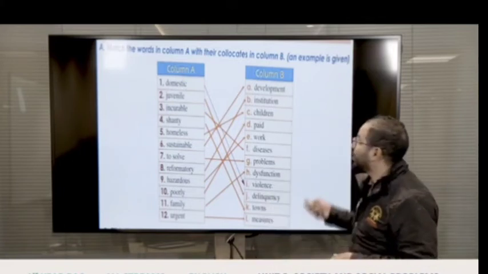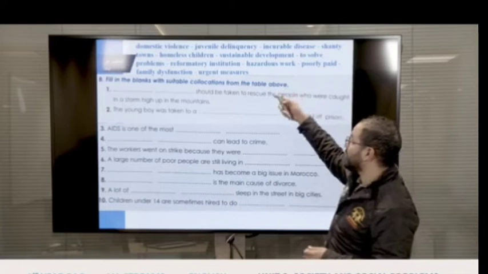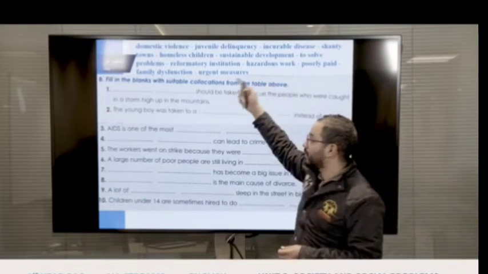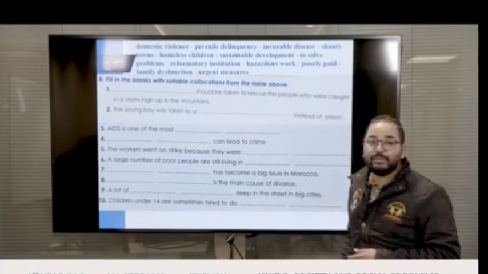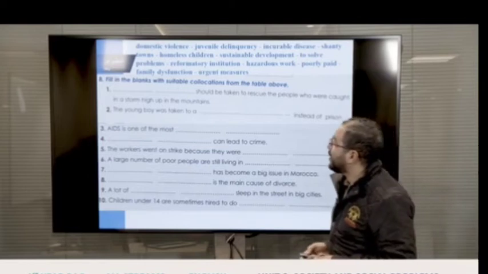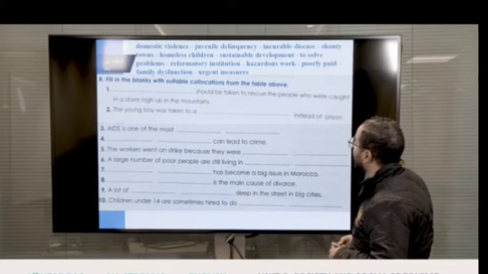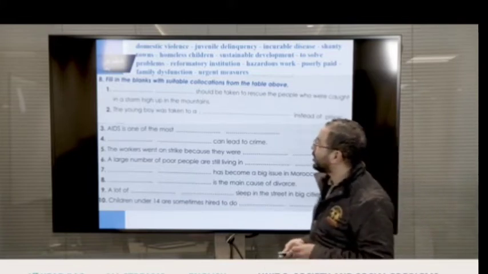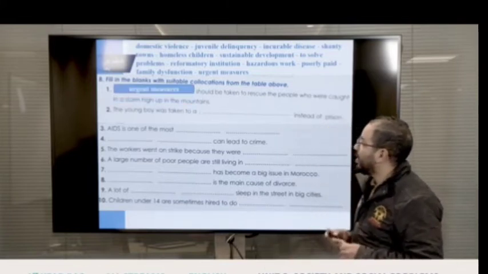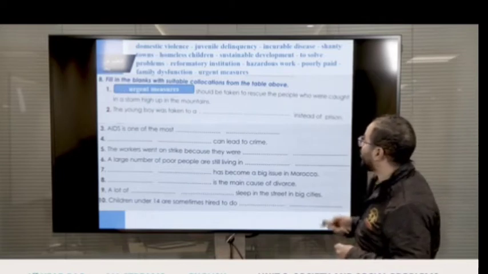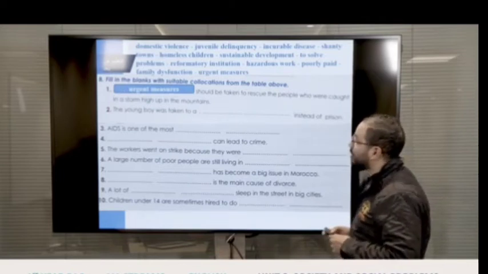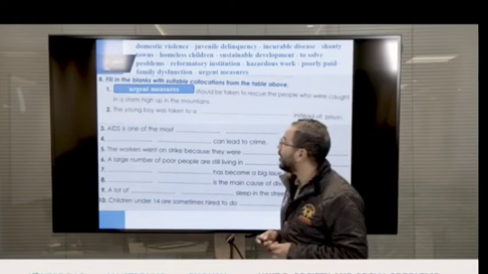Okay, so we will use these words. Here are the collocations that we found to complete these sentences. Fill in the blanks with suitable collocations from the table above. So number one, let's do it as an example. Urgent measures should be taken to rescue people who were caught in a storm high up in the mountains.